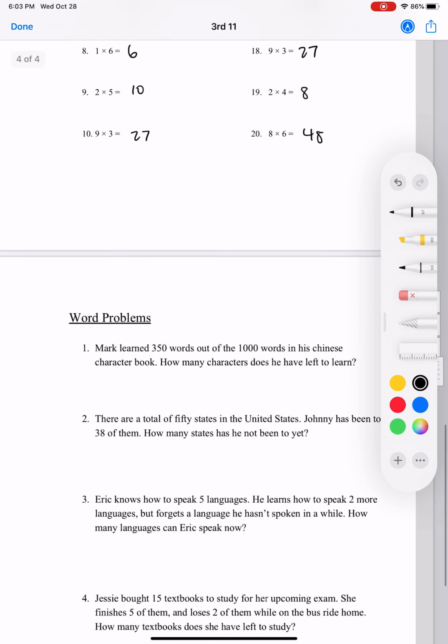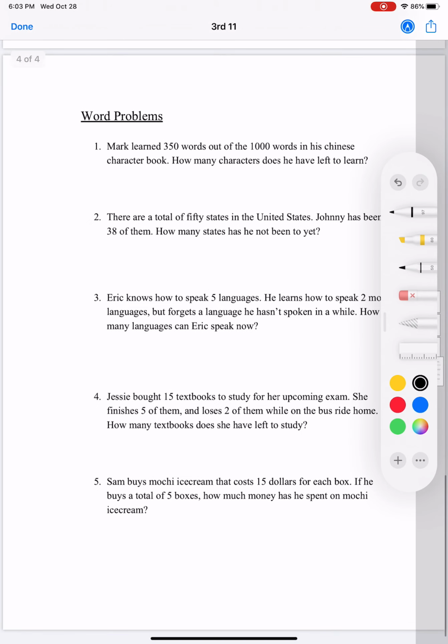Okay, next worksheet. Word problems. Mark learned 350 words out of the 1,000 words in his Chinese character book. How many characters does he have left to learn? So there's originally 1,000 characters, but he's already learned 350. So you subtract 350 from 1,000.